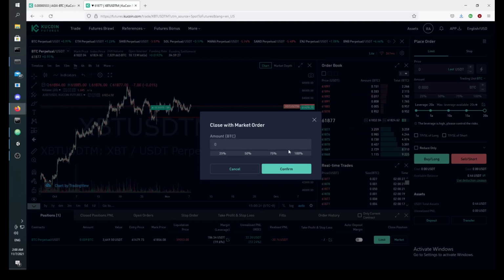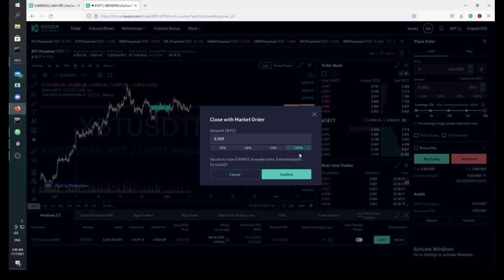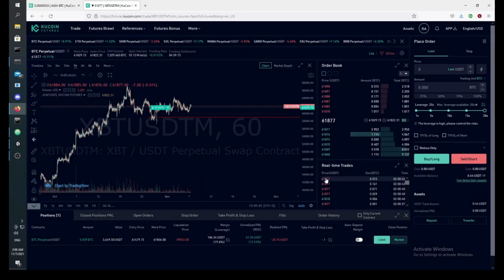And I can give some percentage of my position. Say I just want to close the whole thing. I'm done with this. I've made bad decisions, right? Or I've made great decisions. I'm ready to leave. I want to take my profits and get out of here. You can just click on these buttons and hit confirm. I'm not going to do that right now.